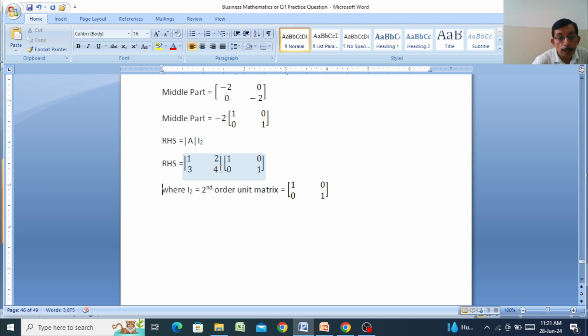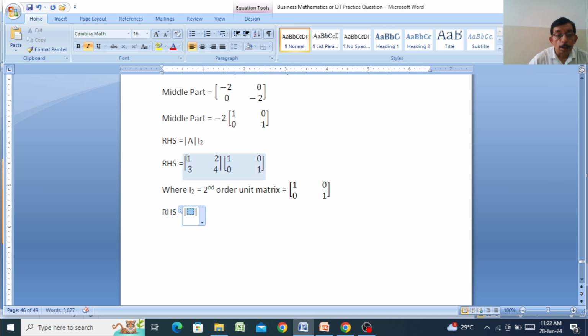Now simplify, multiply both the matrices. Then we find the RHS side. The first row multiplied by the first column: first multiplied by first, 1 multiplied by 1, plus 2 multiplied by 0. The first row, first column multiplication is complete. Now the first row, second column: 1 multiplied by 0 plus 2 multiplied by 1.